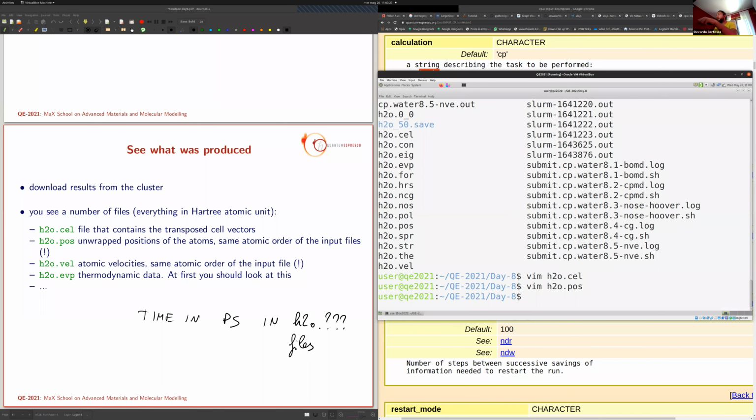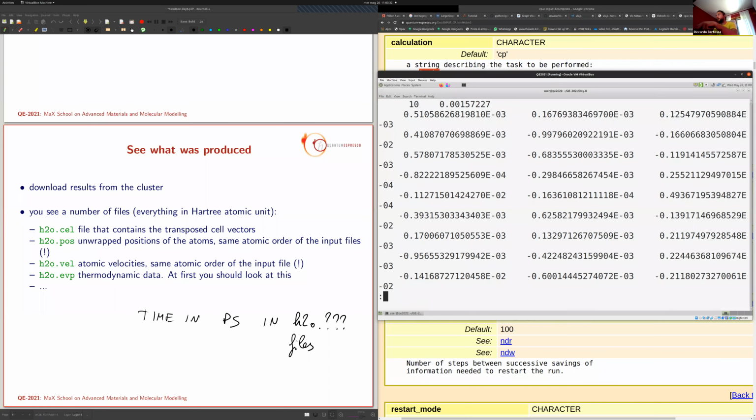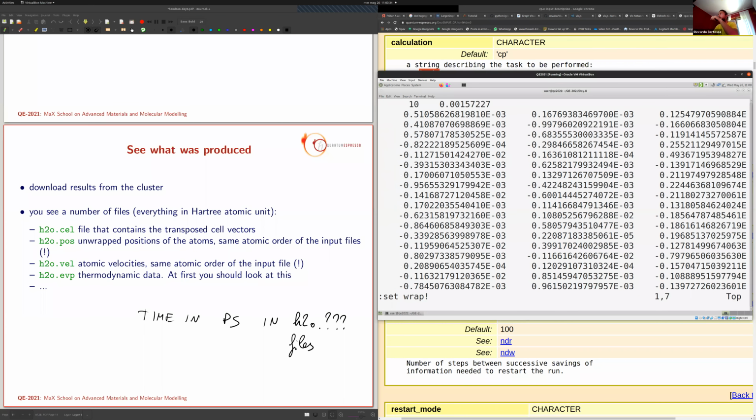Okay, the velocities file is the same, but with velocities. Here time is in the same atomic units as before. So between velocities in Car-Parrinello and PW code, there is a factor 2.